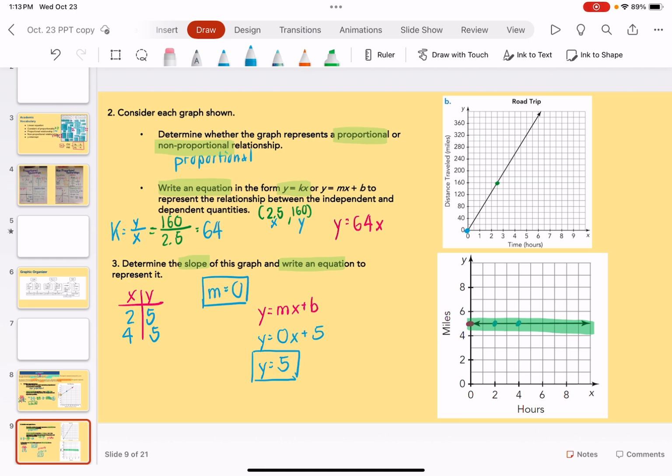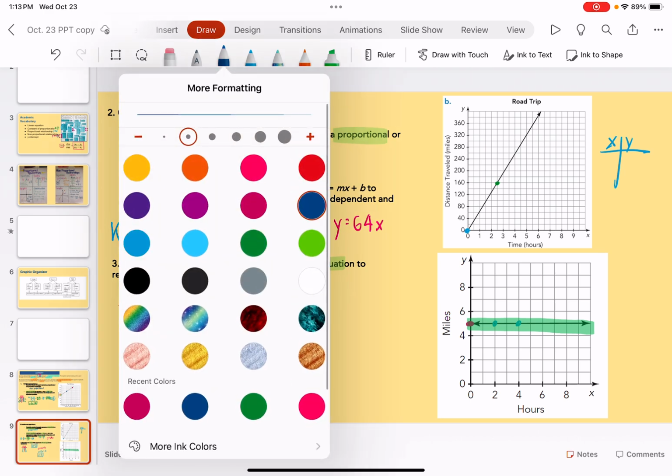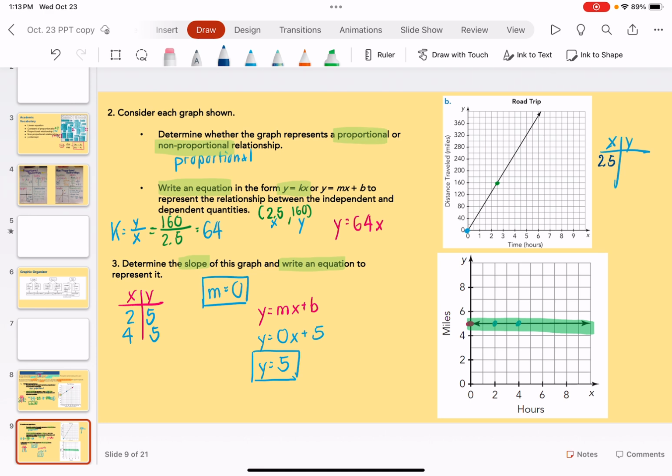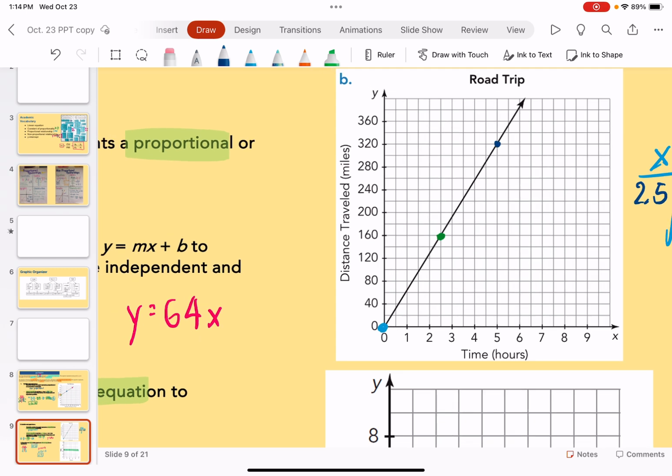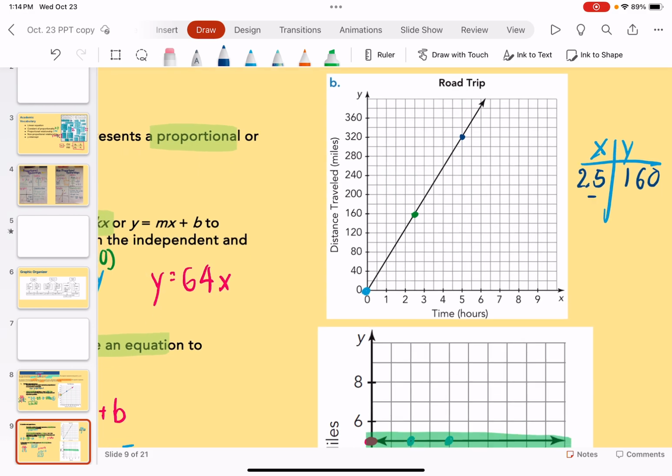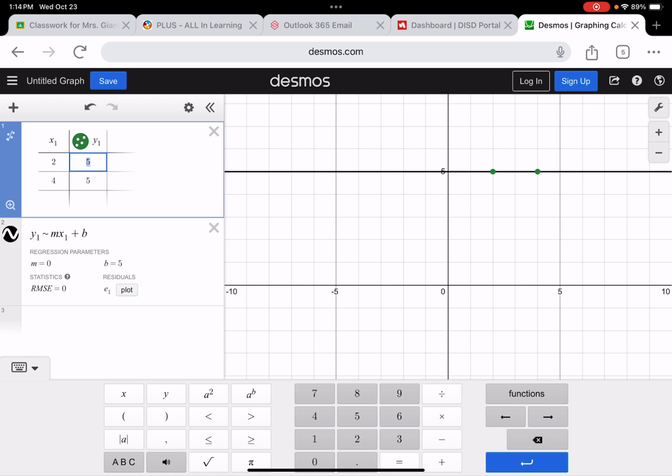And really quickly, I want to go over how we could have solved this road trip graph, this proportional relationship graph on Desmos. Okay, so we have one of our points, which was 2.5 and 160. And it's very similar to how we solved the previous problem. Now we have to find another point because we need 2 points at least when we make a table. So I found another one right here. It looks to be 5 and 320. So I'm just going to go ahead and change the numbers in the table. Again, I don't have to touch the equation because I'm going to be using it over and over.